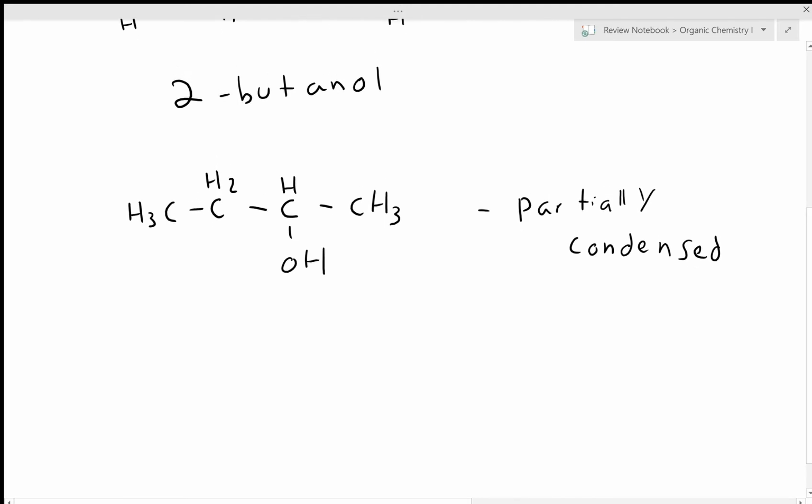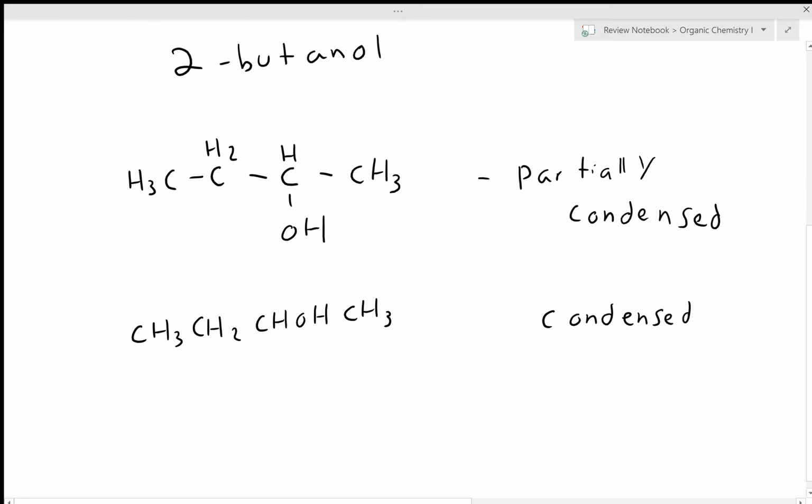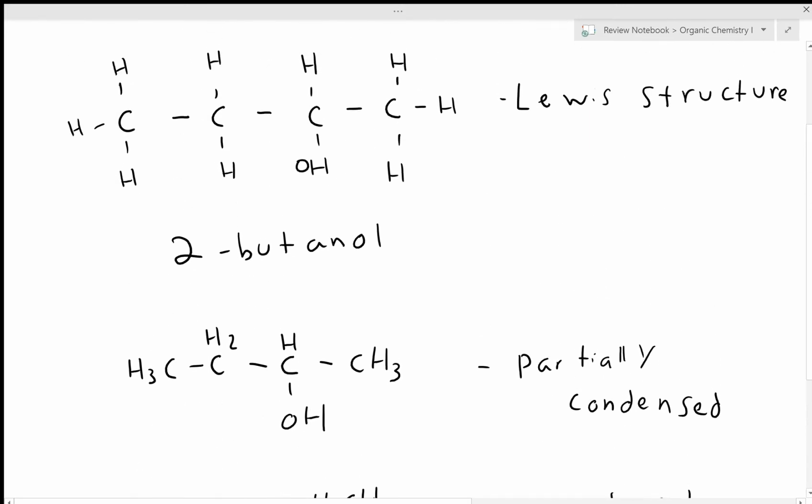So this still shows the structure, and then if we want it completely condensed, it looks the same, we have CH3, CH2, we got a CHOH for that third term, and then CH3. So as you know, the Lewis structure looks the best. I'd say this one looks the best. It's the best representation for our 2D model.